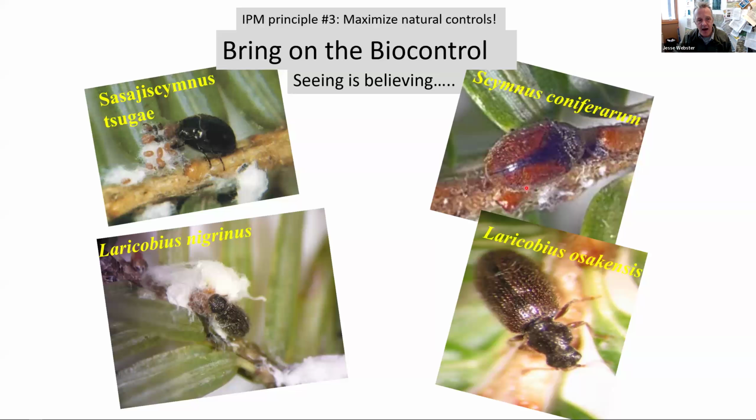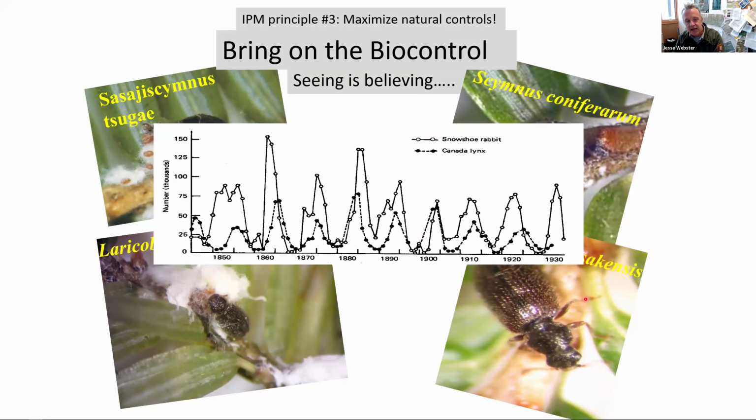But we know that we've got, especially with these Laricobius species, nigrinus from the Pacific Northwest, and osakensis from the area where our Adelgid is from in Japan, near Osaka, right? So we have the predators, we have that natural control now on the landscape. And the way I like to highlight that to the public and just for our own understanding is we're looking for a natural predator-prey relationship. And a classic example was snowshoe rabbit, Canada lynx.